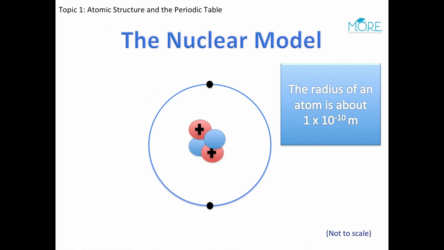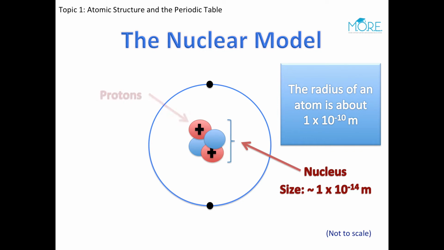So here is a nuclear model of the helium atom. The radius of an atom is about 1 × 10^-10 meters. The nucleus is around 1 × 10^-14 meters. Inside the nucleus, we have the protons and the neutrons, and then the electrons on the shells orbiting the nucleus.